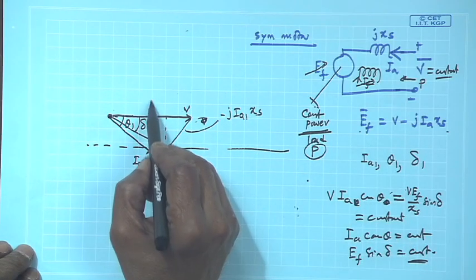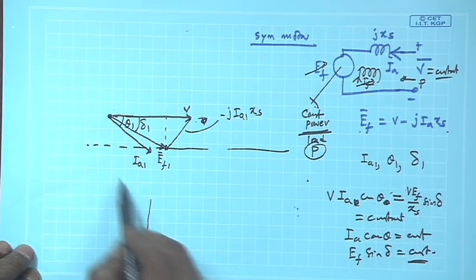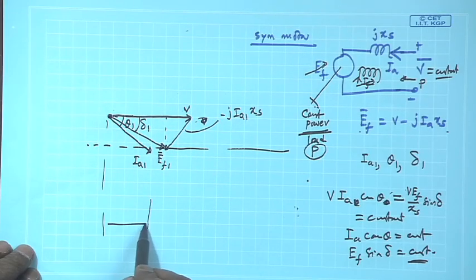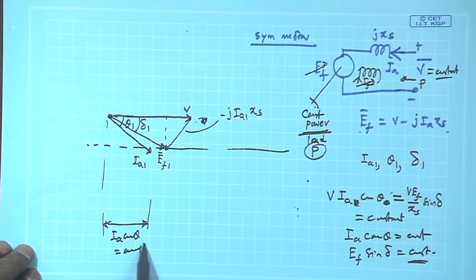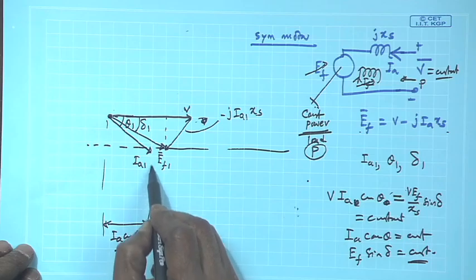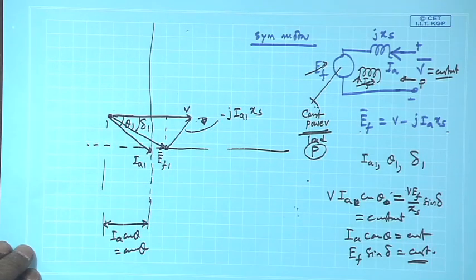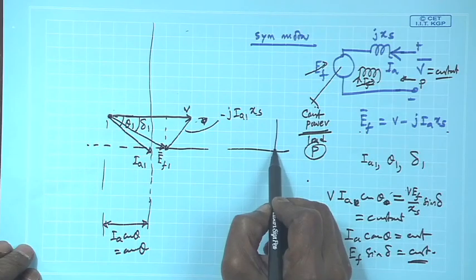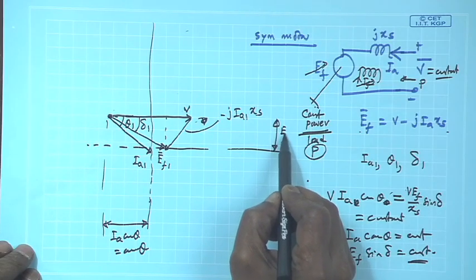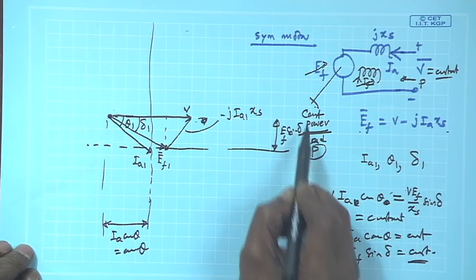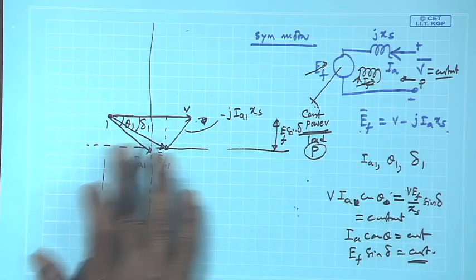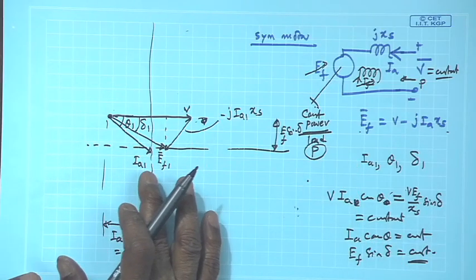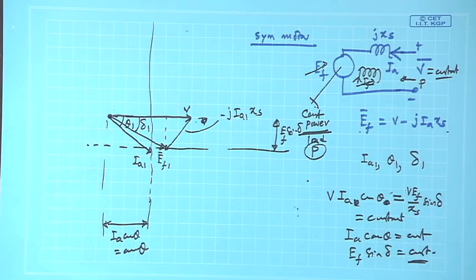I A cos theta is constant, which means the tip of the current phasor must lie on this vertical line, and this is E f sin delta in general. Now, suppose the machine is operating under this condition like this.